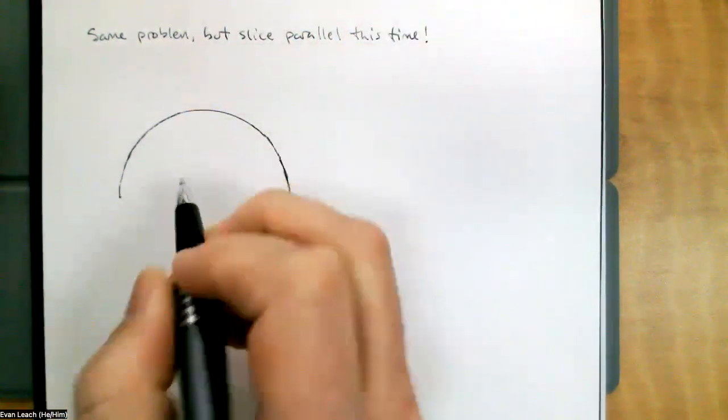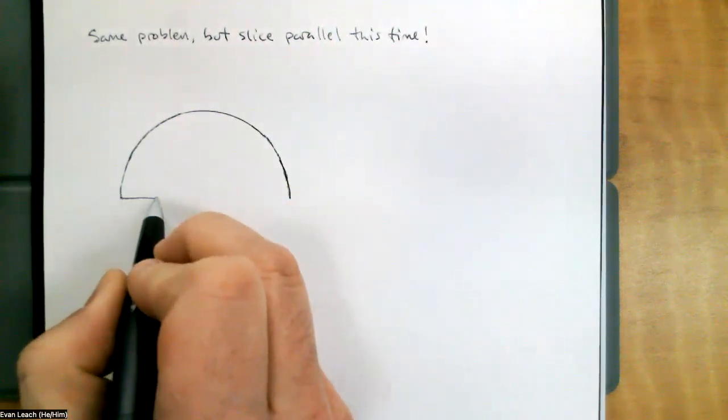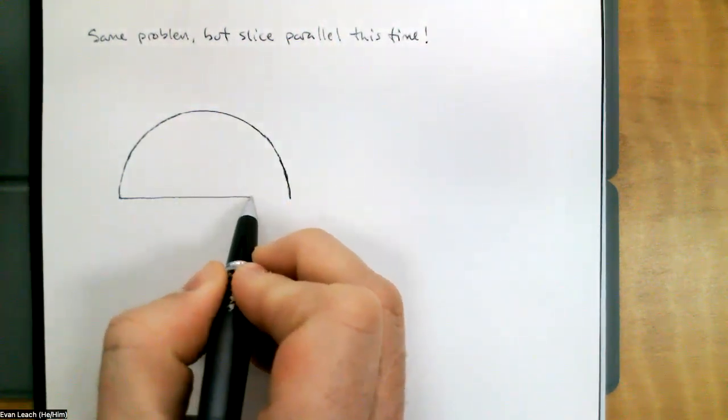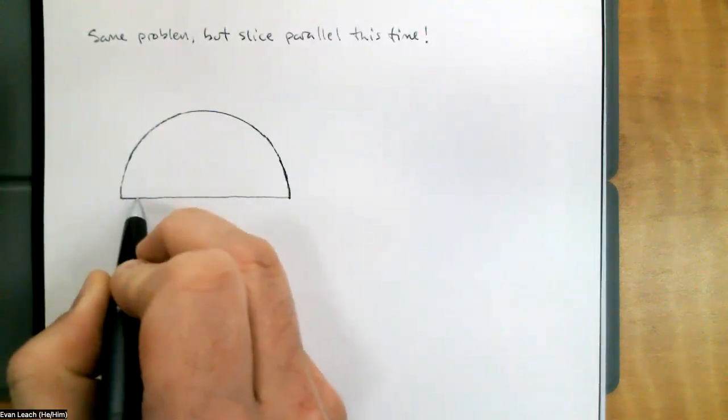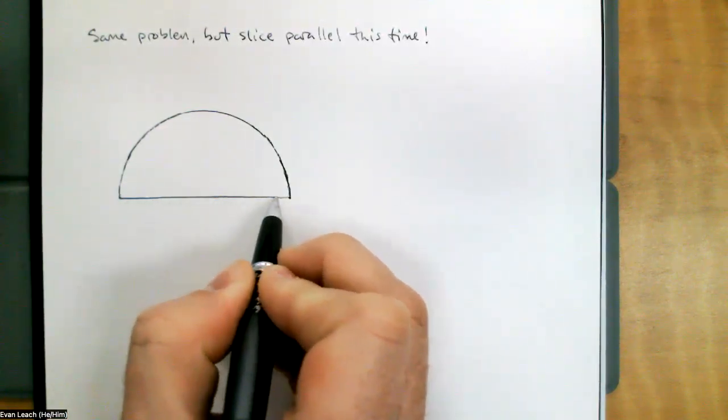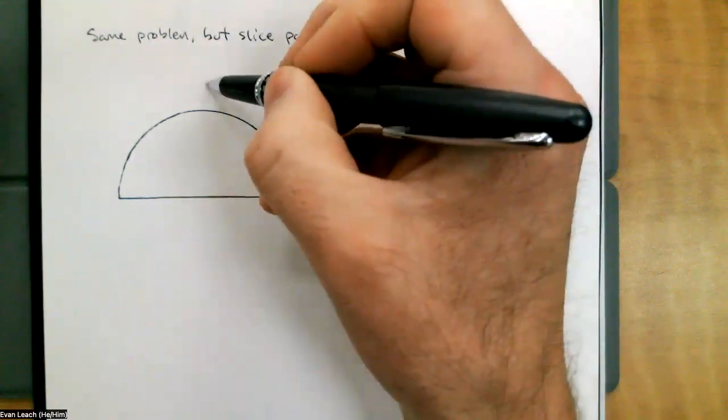Pens can be so picky. They can't write at certain angles. And these pens have a speed limit as well.